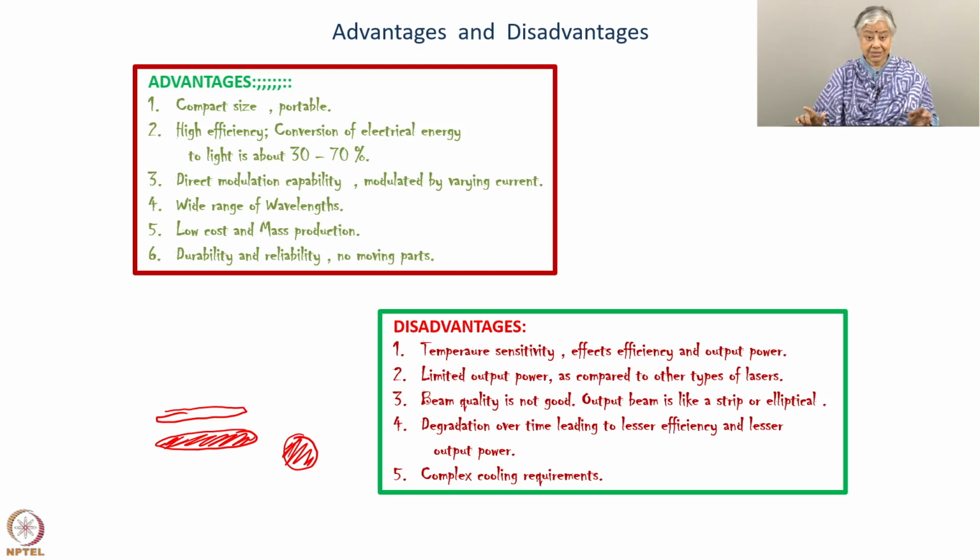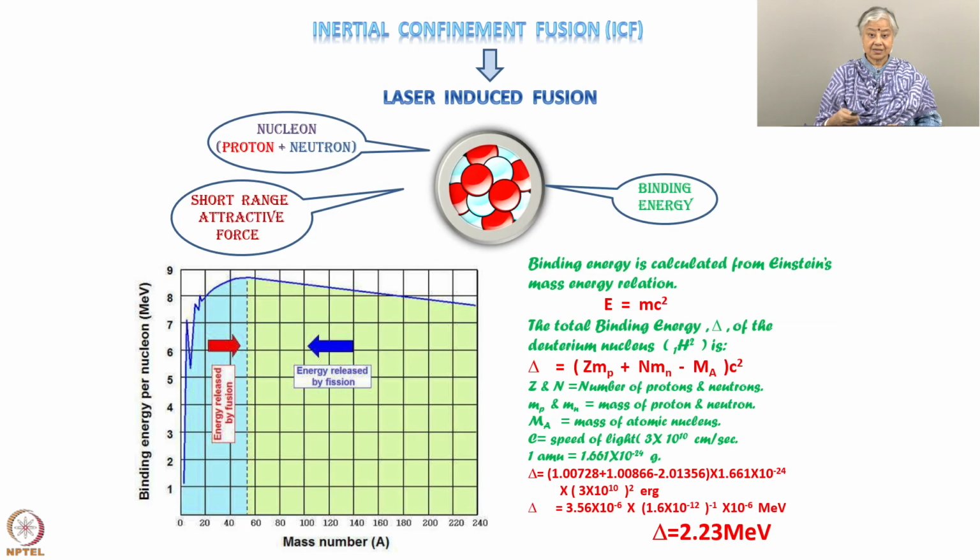But now, till now I have been speaking about low power lasers. In my next set of lectures, I will speak about very high power lasers and their uses. The best use of a high power laser is in inertial confinement fusion.